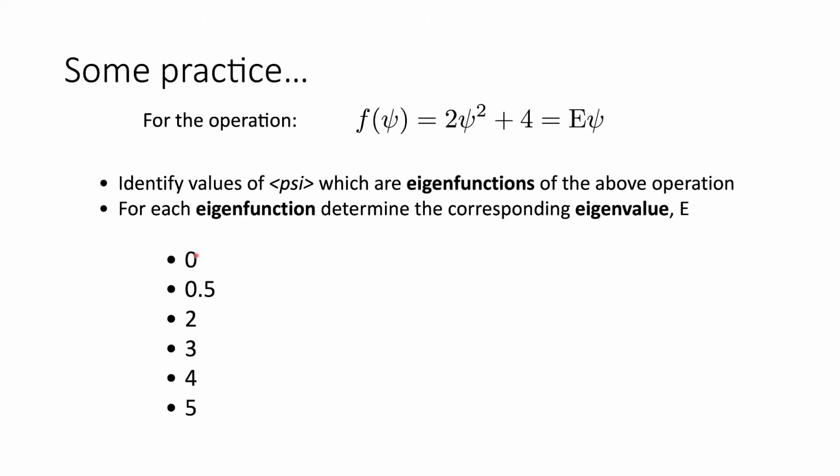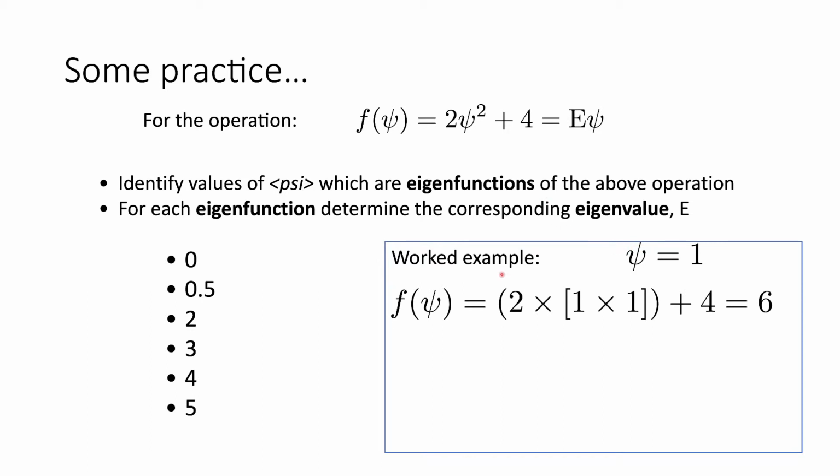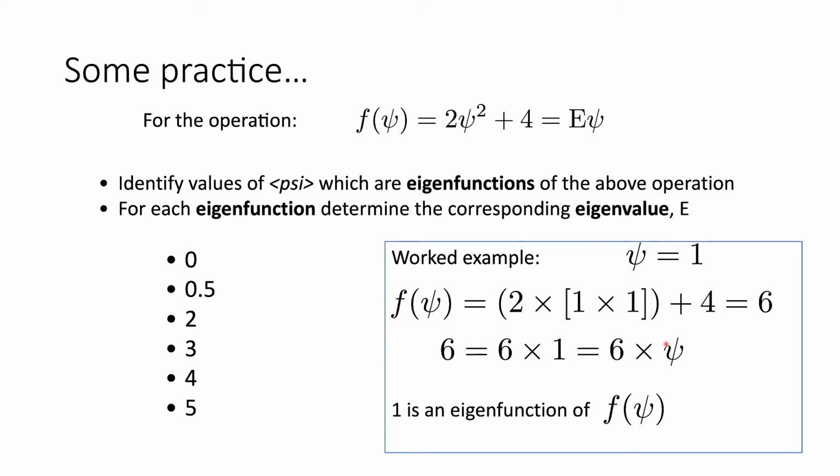So for each of these, let psi equal a particular value. A worked example here, let psi equal 1. So let's take psi into this equation. 2 times 1 squared gives 2, plus 4 gives 6. Okay, how does that relate to the original function? Well, 6 is 6 times 1, which is 6 times psi. So 1 is an eigenfunction of that equation, and the eigenvalue is 6. So have a go working through all of these and decide which ones are eigenfunctions in these settings.